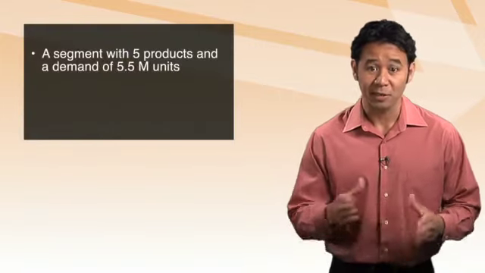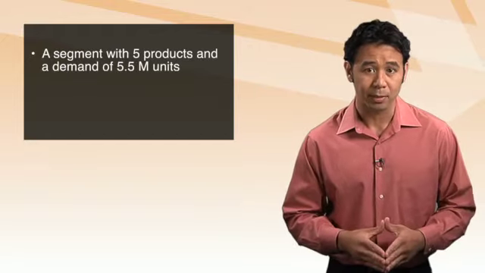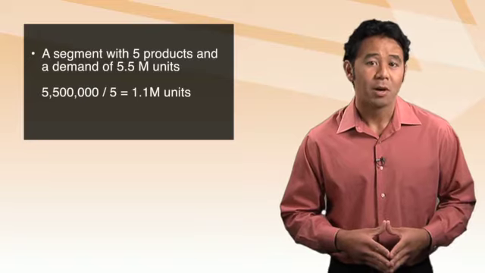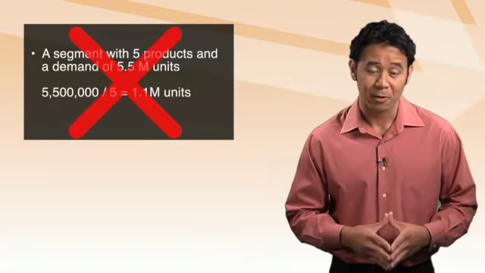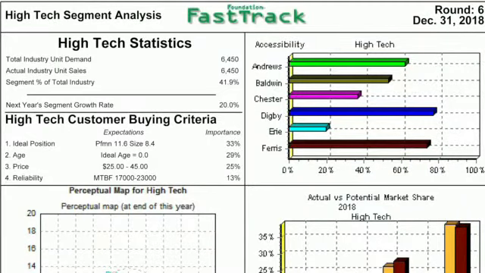How much of that demand will your products capture? A common mistake is to assume that all products are identical. If there were 5 products in that segment, then each product could expect 1/5 of the demand, or 1.1 million units. However, all the products are not the same, are they? A more accurate forecast would be the all things equal method.